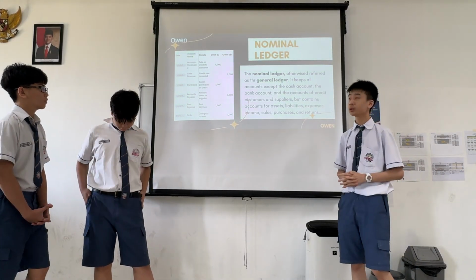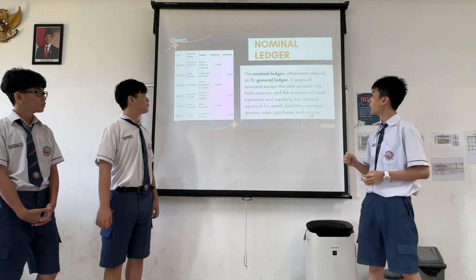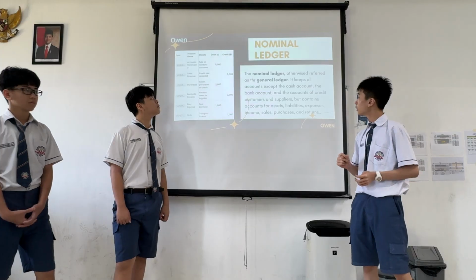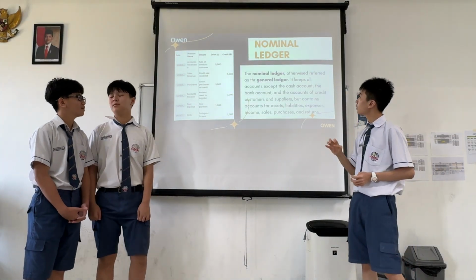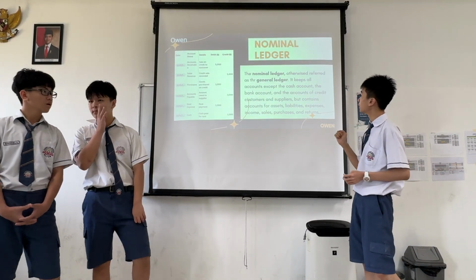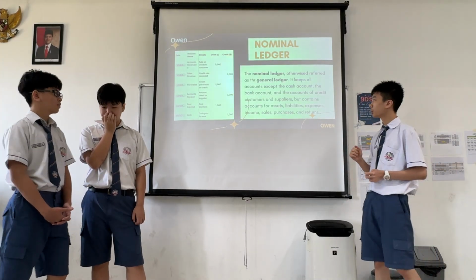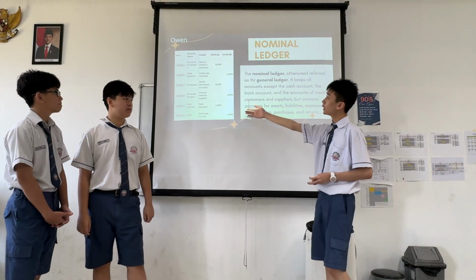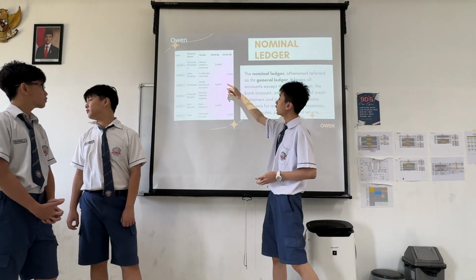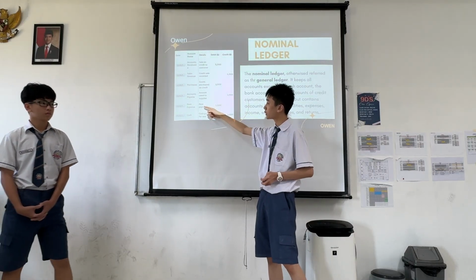Next, nominal ledger. The nominal ledger, otherwise referred to as the general ledger, keeps all accounts except for the cash book and the bank account, and the accounts of credit customers and suppliers. It contains the accounts for assets, liabilities, expenses, income, sales, purchases, and returns. This is an example of the table. They have shown most of the important things like accounts receivable, sales revenue, purchases, accounts payable, rent expense, and cash.